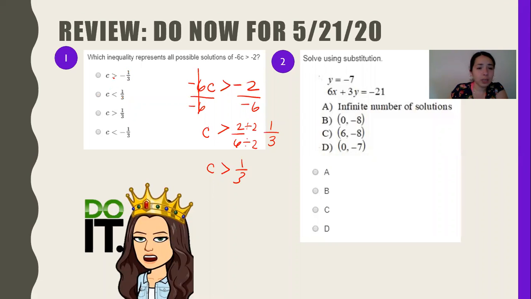So which one has positive? This one's a negative, so I know it's not that one. This one's a negative. I know it's not that one. Now I need to check which one has the right symbol, and it's this one.